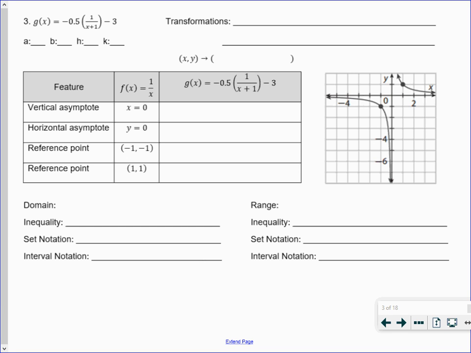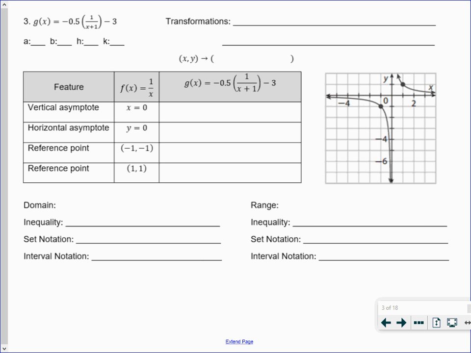Alright guys, in this video, I'm going to be going over numbers 3 and 4 in the 9.2 day 2 notes that we did together. It was 9.2 day 1, but now it's going to be included in 9.2 day 2. So, for number 3, we have negative 0.5 times 1 over x plus 1 minus 3.